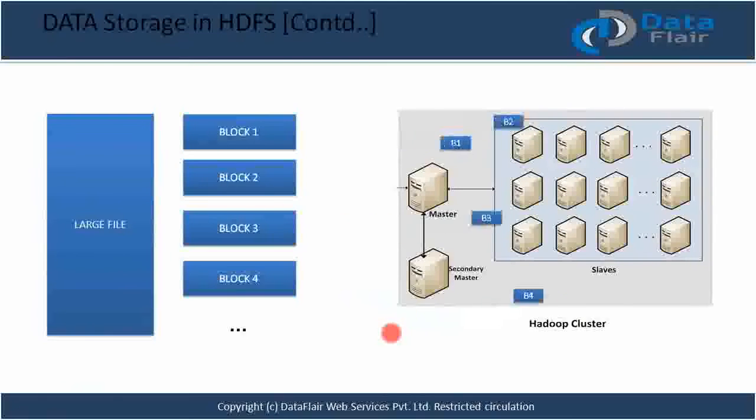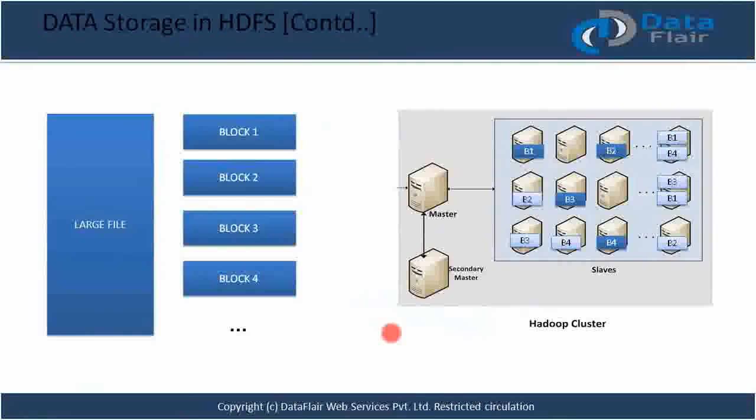Data storage in HDFS, if you recall, my data blocks are stored in a distributed manner. Apart from that, by default 3 copies of data are created. Look at this, block 1 is here as well as here as well as here. Block 2 is available here as well as here as well as here. In this manner, all the blocks are replicated thrice. Means overall 3 copies are there. Overall the replication factor is 3 by default.